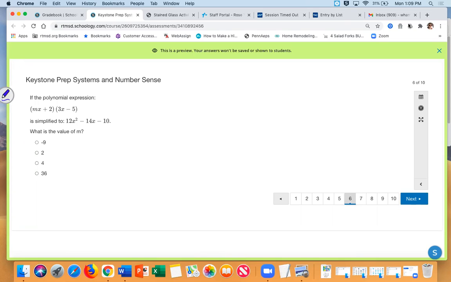Now, here's what I was talking about at the beginning. How much math do I need to do to answer this question? And that is this. When I multiply the first times the first, I get 3mx squared, because m is going to act like a number. That's what it wants to know. What is the value of m? Meaning, what's that number?